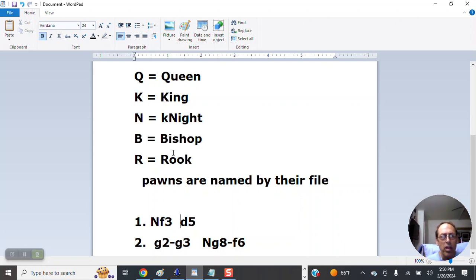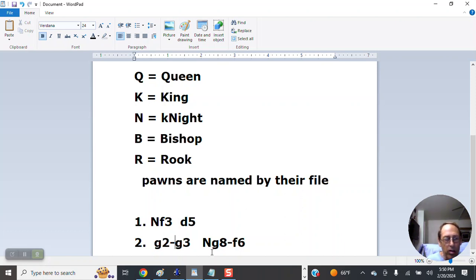If you move a piece that's not a pawn, you start with a capital letter. Any move that's not a pawn move begins with a capital letter. If it's a pawn move, it does not. All pawn moves start with a lowercase letter, so any move that starts with a lowercase letter is a pawn move.